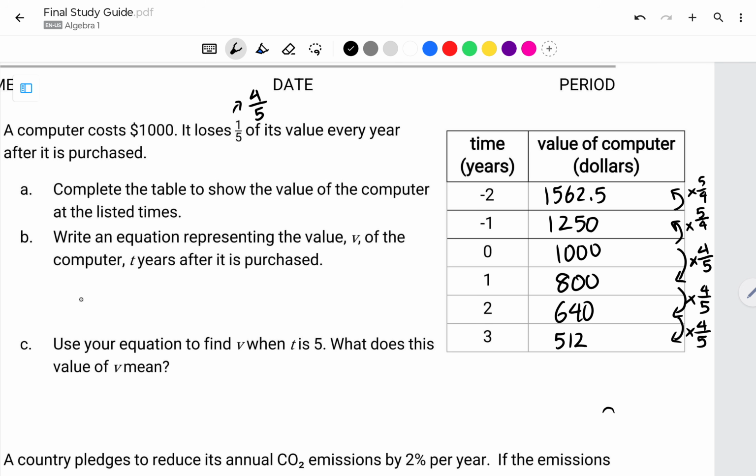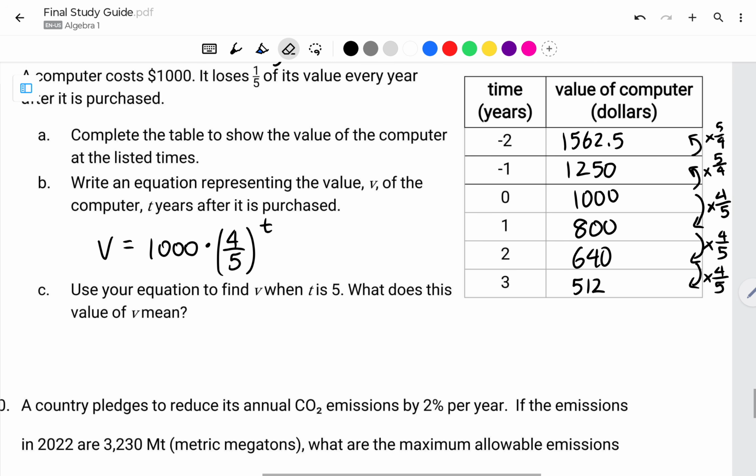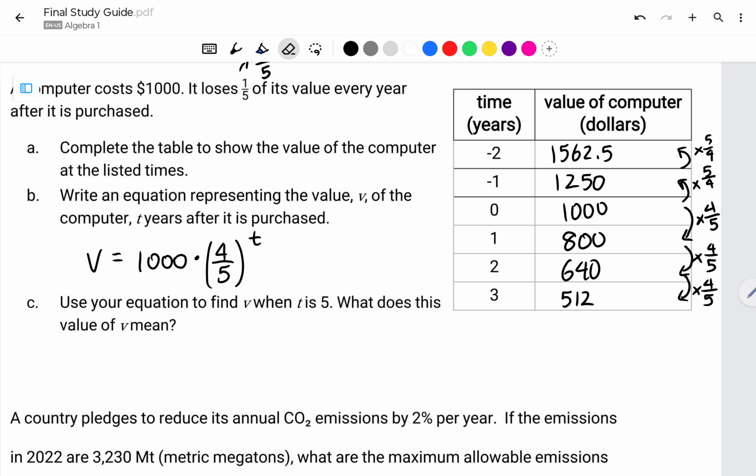Okay? So then part B, write an equation representing the value V of the computer T years after it is purchased. V is equal to, remember, it starts with the initial value, 1,000, times the growth or decay factor, which was 4/5, and then to the power of T, because T is the number of years. Use your equation to find V when T is 5. What does the value V mean?